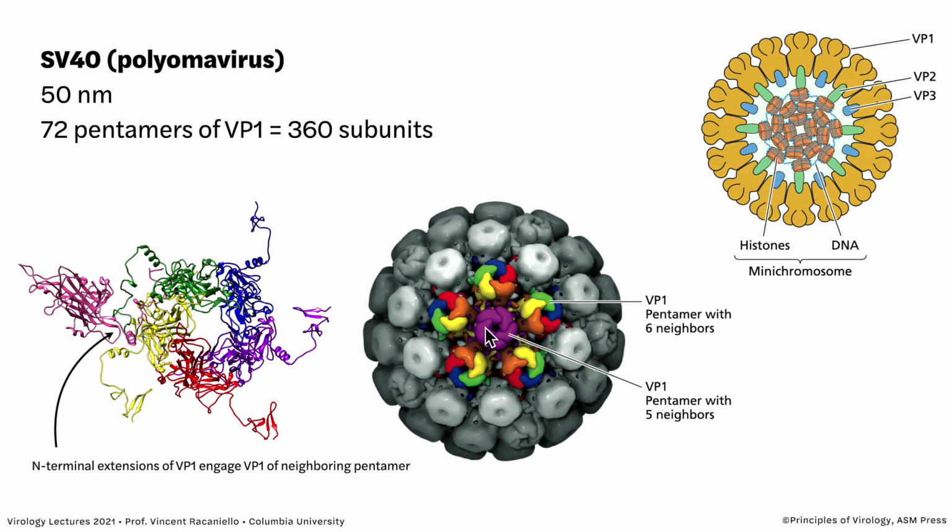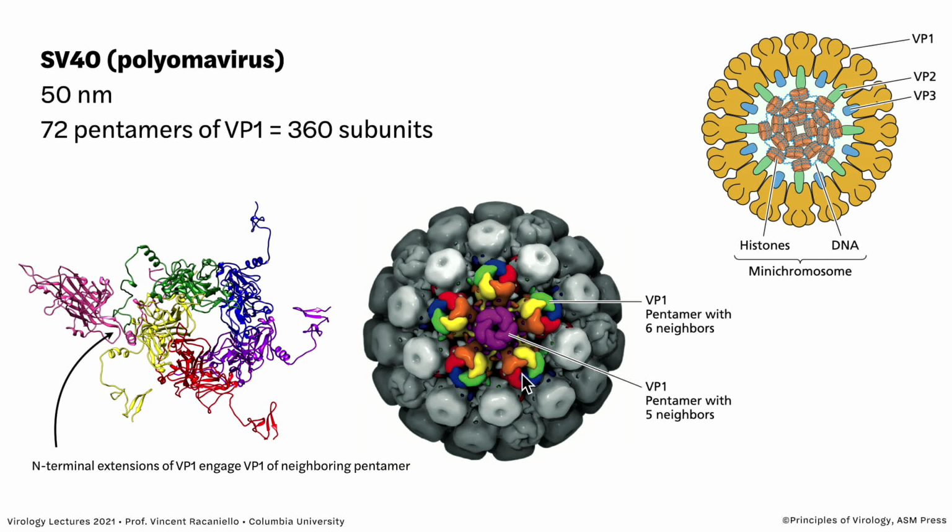But sometimes the pentamer has 5 neighbors, like the purple one here, 1, 2, 3, 4, 5. And sometimes it has 6 neighbors, like this one, 1, 2, 3, 4, 5, 6. So this is exactly what you would predict for bigger than a T equals 1. All right, and so that's how this is built.